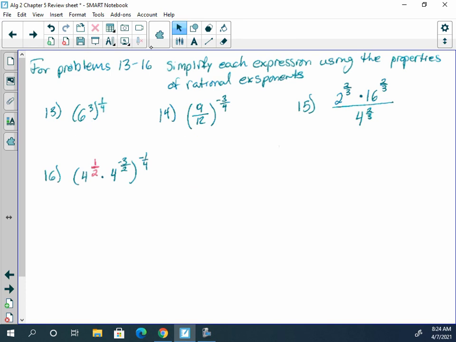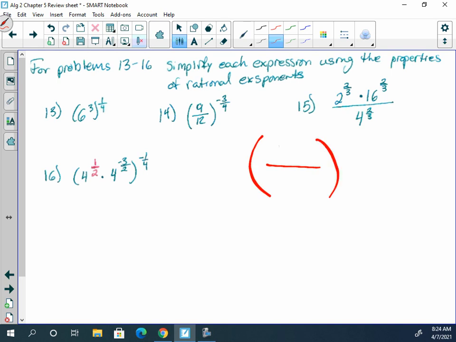All right. We'll look at number 15. Now, one of the interesting things with 15 is that we have 2 to the 2/3, 16 to the 2/3, 4 to the 2/3. All of them have the same exponent, which means I can rewrite it as 2 times 16 over 4 to the 2/3.